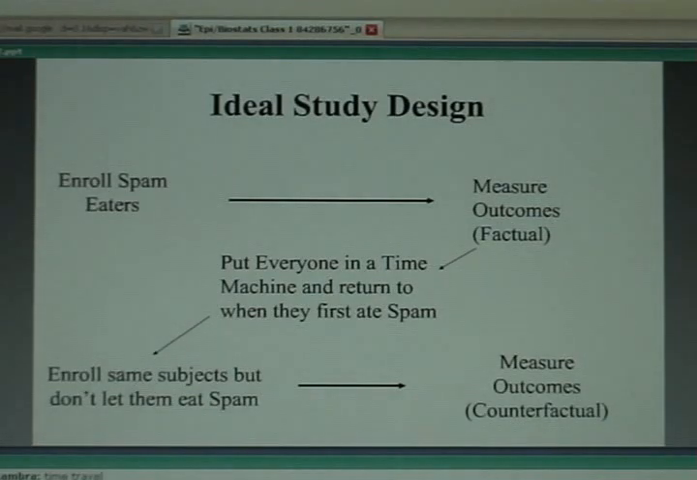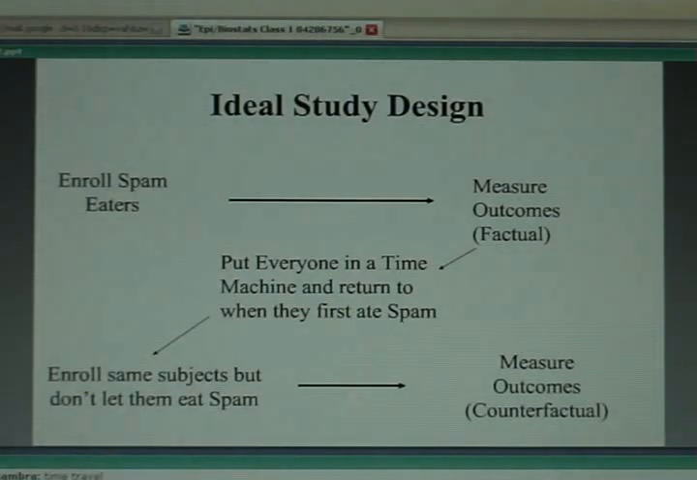Now what I need is some idea of how typical those outcomes were. Namely, would they have happened to these people anyway, even if they hadn't eaten spam? Would they still have developed high blood pressure? Would they still have developed diabetes or cardiovascular disease? So now what I'd like to do is put these people into a time machine, if one existed. Bring them back to when I first enrolled them in my study. But now somehow stop them from ever eating spam. Change their lifestyle so they never were a spam consumer.